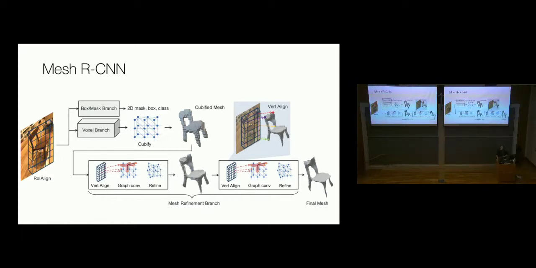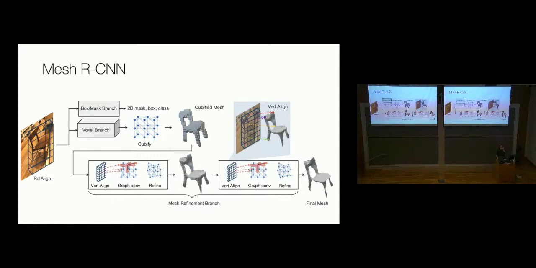Right, so the topology is committed to in the voxel branch. The voxels do capture the topology, which is then not changed, as you correctly point out, in the refinement branch. And what's the loss function? Oh yes, I will get to that. There is a lot more.